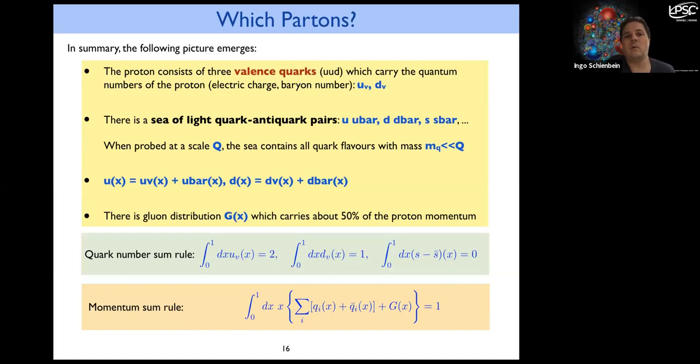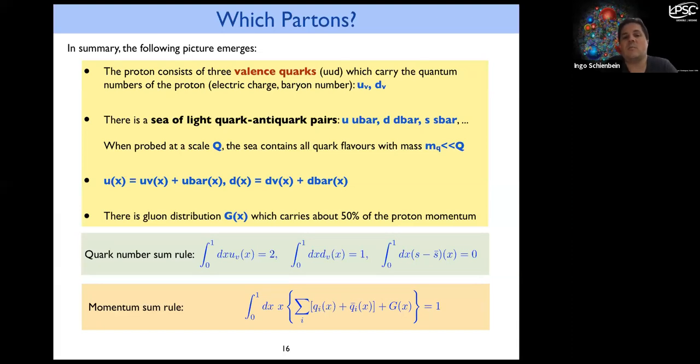So in summary, the following picture emerges. The proton consists of three valence quarks, which carry the quantum numbers of the proton. Then there's a sea of light quark anti-quark pairs, u ubar, d dbar, s sbar, when probed at a scale Q which is much bigger than the mass of the quark. So if we probe the nucleon at a very high scale, then we have also a c cbar component, a charm, anti-charm component, and so on. And there's a gluon distribution which carries about 50%, more precisely about 48.1% or something like this.